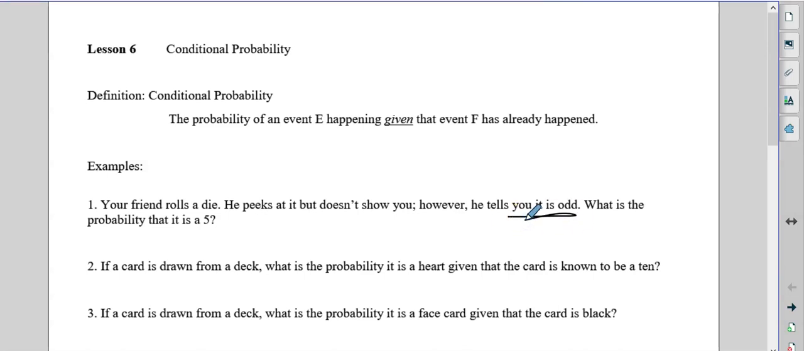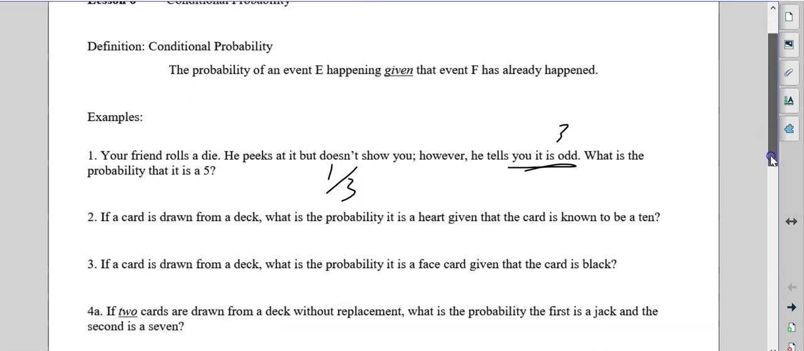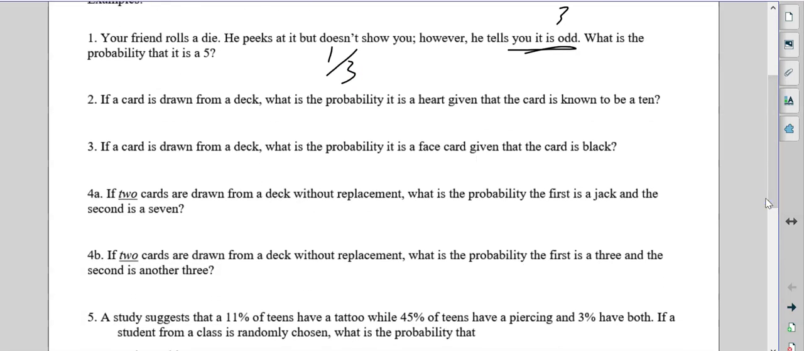Okay? So you already know that instead of there being a possibility of 6 numbers, there's only a possibility of 3 numbers. So what's the probability that it is a 5? That's a 1 out of 3 instead of 1 out of 6, because you already know it's either 1, 3, or 5. There's no chance it's an even because you were told by your friend. So given that it's odd, which limits the possibilities, it's 1 out of 3.